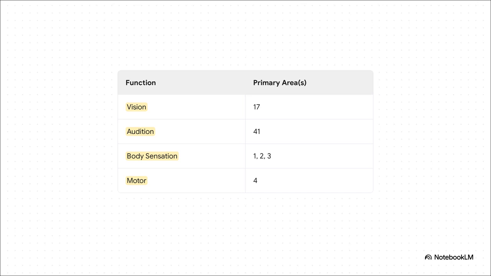Then that information gets sent to the secondary areas for more advanced processing, areas 18, 19, 20, 21, and 37. For audition, or hearing, the primary spot is area 41, with secondary processing in 22 and 42. For body sensation, the primary cortex is actually made up of 3 areas, 1, 2, and 3, with secondary areas in 5 and 7. And finally, for motor control, the primary area is 4, and the secondary motor area is 6. This system is still a cornerstone of neuroscience today.